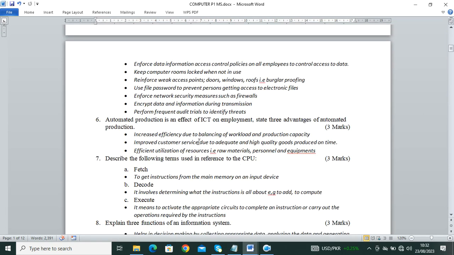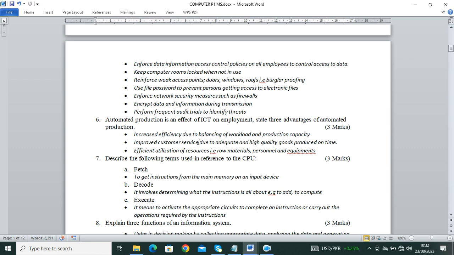Number 1, we have enforced data information access control policies on all employees to control access to data. Keep computer rooms locked when not in use. Reinforce weak access points, that's called burglar proofing. Use file passwords or biometrics. Enforce network security measures such as firewalls. Encrypt data and information during transmission.